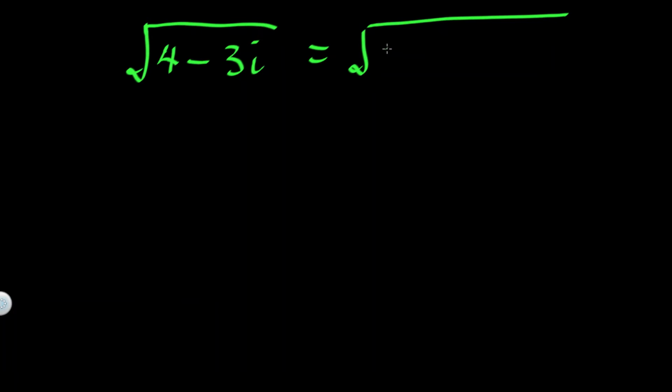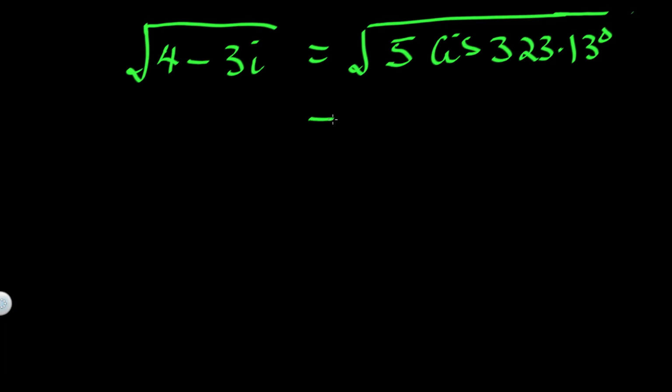From here, we can say, therefore, the root of 4 minus 3i is equal to the root of r, which is 5, since our angle is 323.13 degrees. Okay. Now that we have our complex number in polar form, we can easily apply de Moivre's theorem.